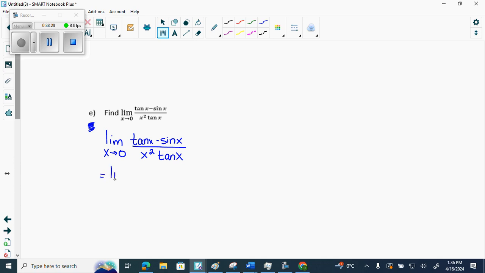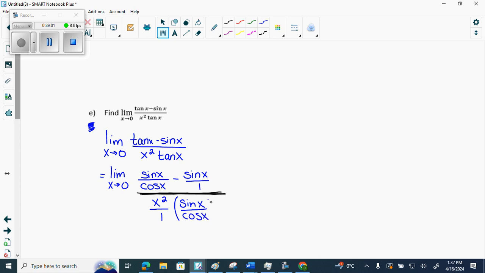All right. Okay, so tan can turn into what over what? Sine x over cosine. Minus sine x over 1. Then the denominator will be x squared over 1, and tan can turn into what? Sine x over cos x.